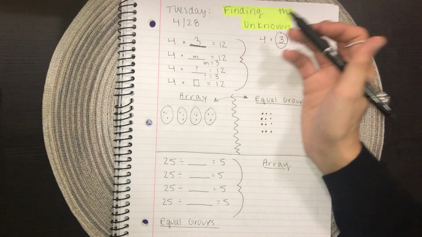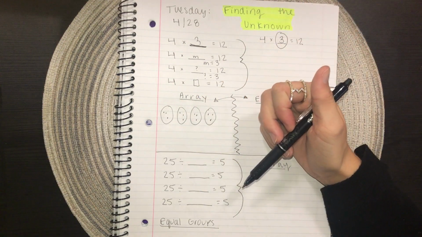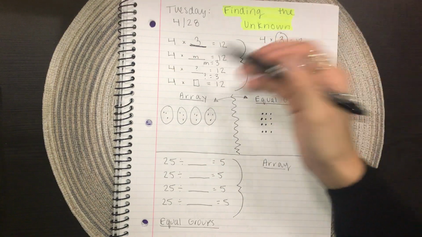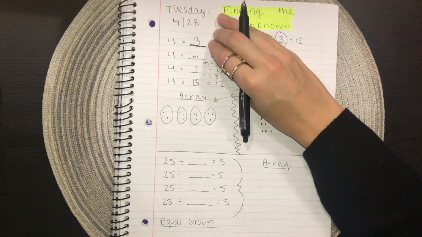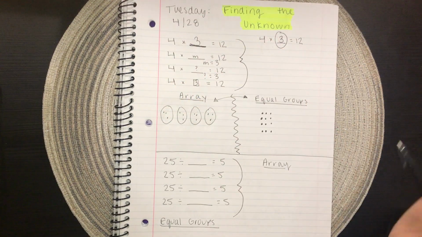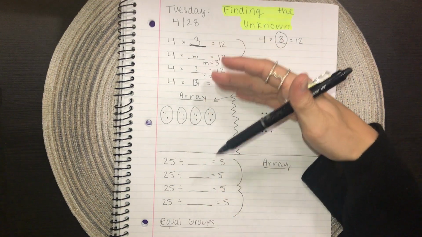And then this one's just an empty box. So it says 4 times empty box equals 12. So they just want to know what is that value. So the value there would just be 3. So I don't want anyone to take this and make it really complicated, because it's really not. It's just finding the unknown. So it's what you've been doing, but you might see it a little differently.